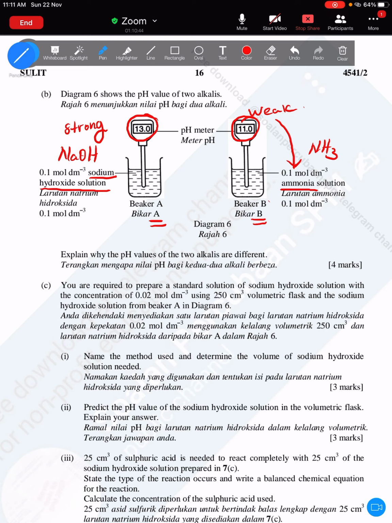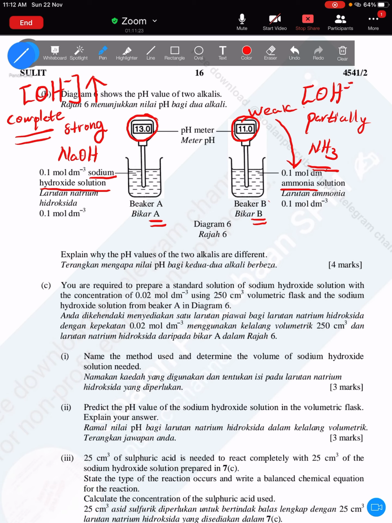If it is a strong alkaline, it undergoes complete ionization. Do you still remember or not? Yes, it undergoes complete ionization. If it is just a weak alkaline, please keep it in mind, it undergoes partial ionization. Therefore, what does this stand for? When you undergo complete ionization, the concentration of OH minus is very high. When you undergo partial ionization, you do have OH minus, but it's just in a very small amount.